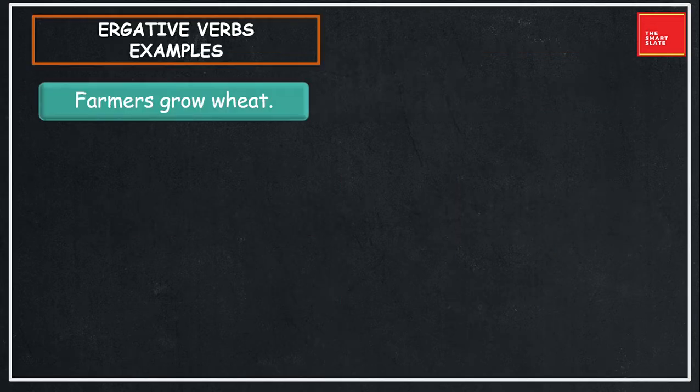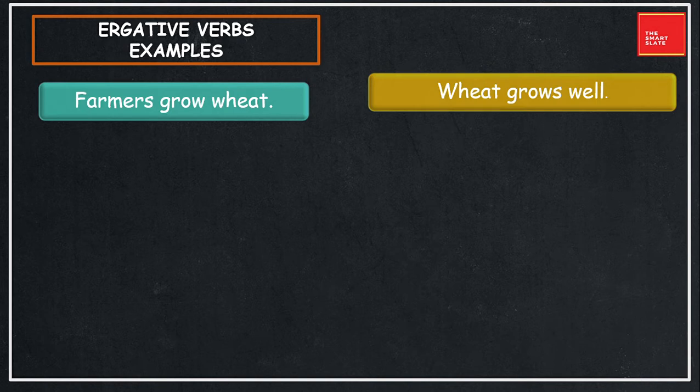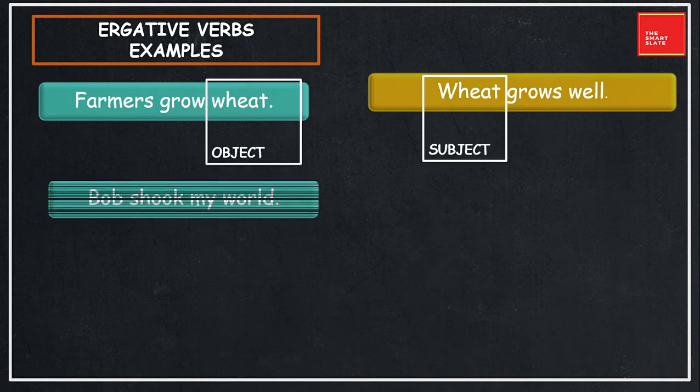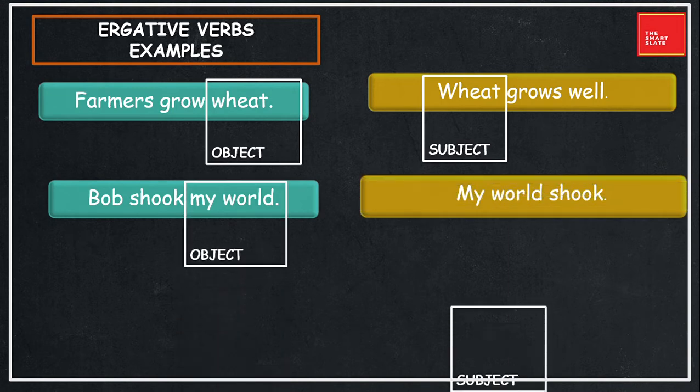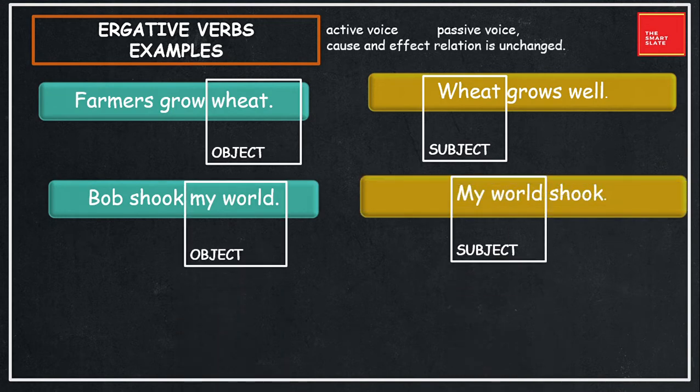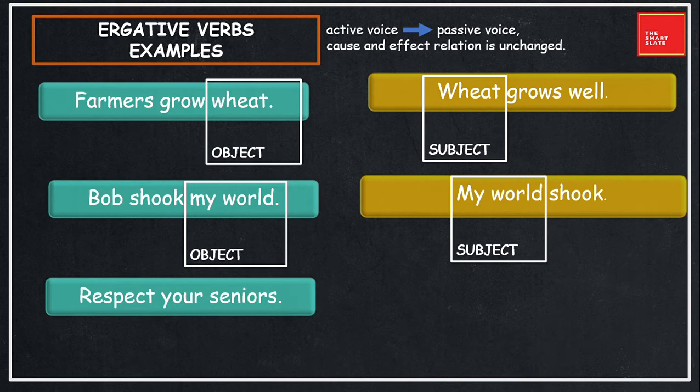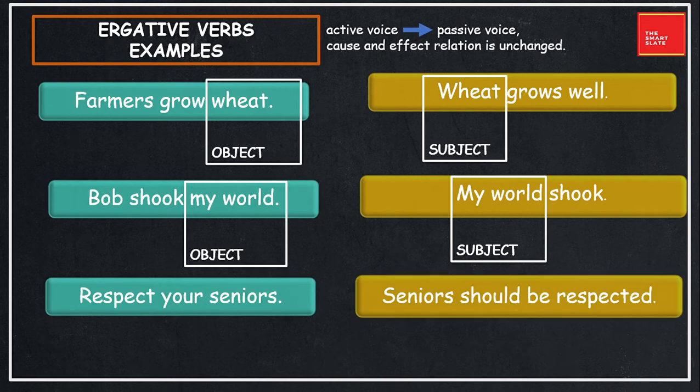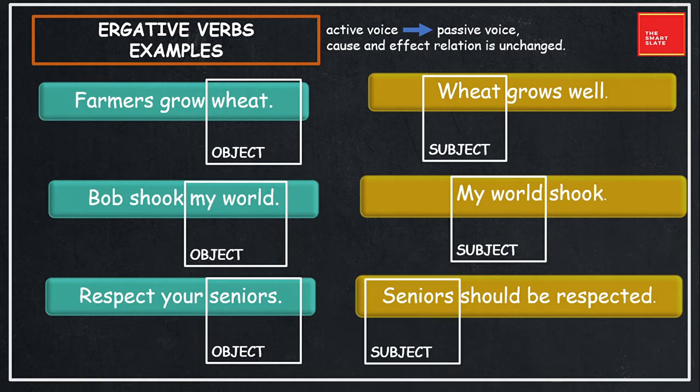A few more examples. Farmers grow wheat or wheat grows well. Bob shook my world or my world shook. When you change the active voice into passive voice and the cause and effect relation is still unchanged, you'll understand in this example: respect your seniors or seniors should be respected. The meaning is still the same, the cause and effect relation is unchanged, and the object becomes the subject from transitive to intransitive. So this is how ergative verbs are formed or used. So we are clear with the ergative verbs, that is grow, shook, and respect.